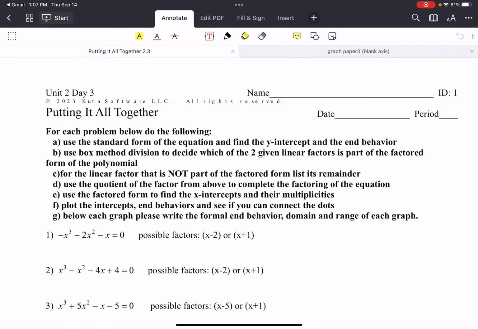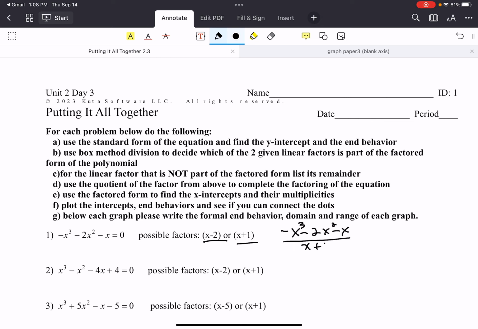Okay, so which one was the factor? X plus 1. Good. So you did what we did last time. You divided both of these factors, right? And you saw one of them had no remainder, okay? Now, what I want to know is, when you did that division, what was the quotient you got?